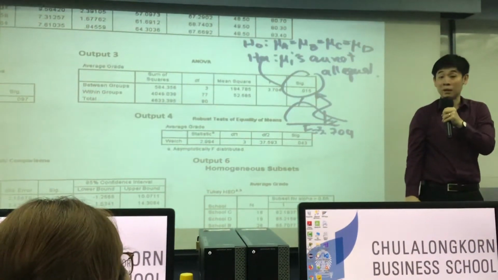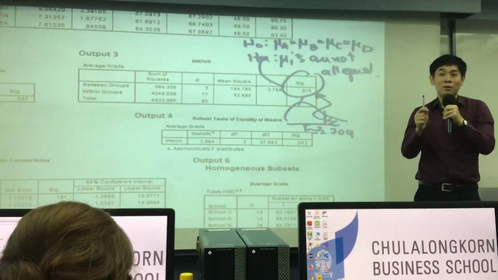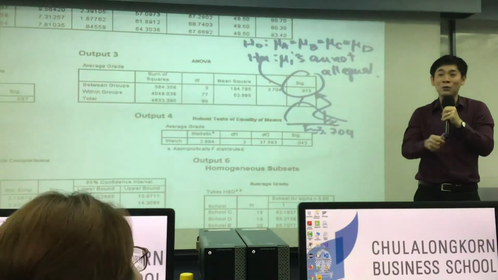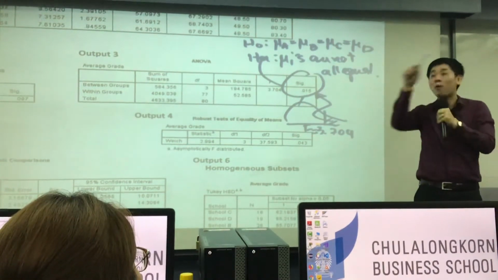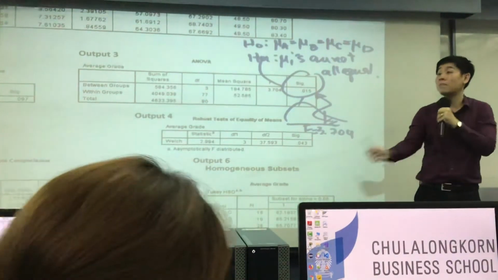Okay, same old logic. If you don't get this logic, it will be a bad class for you, because every test is the same old logic here. H0, HA, get the p-value, check conditions, just that.